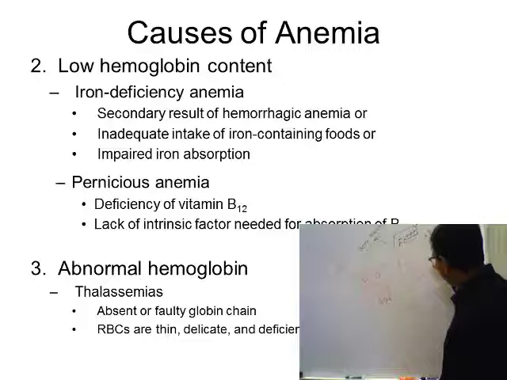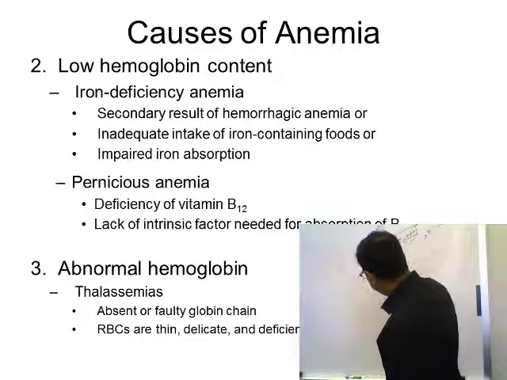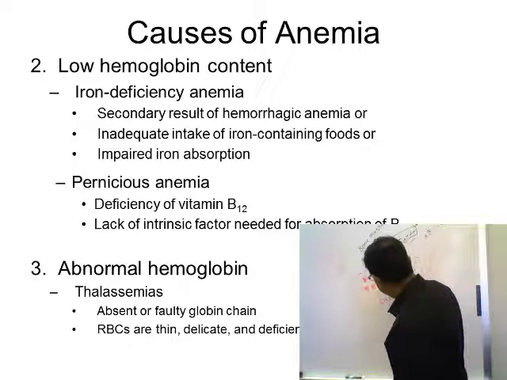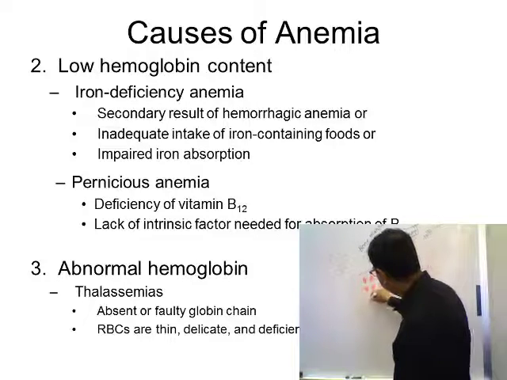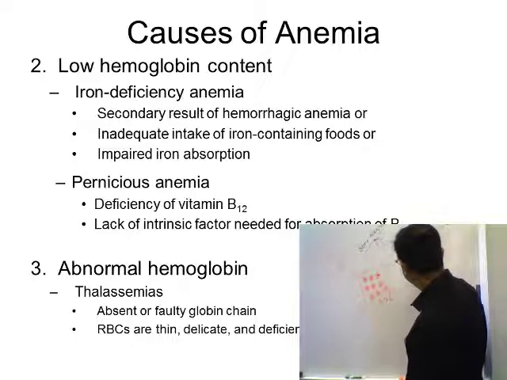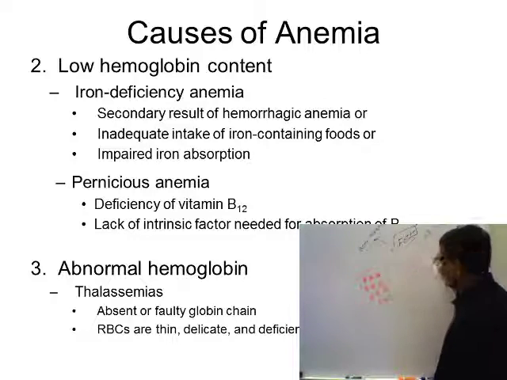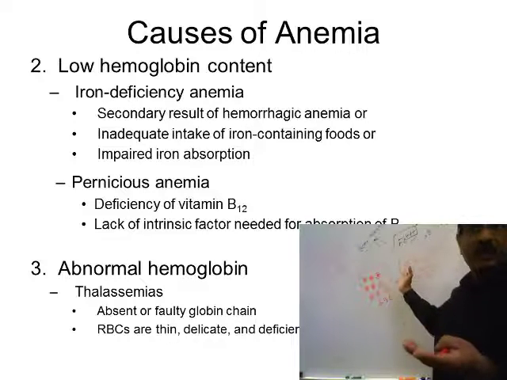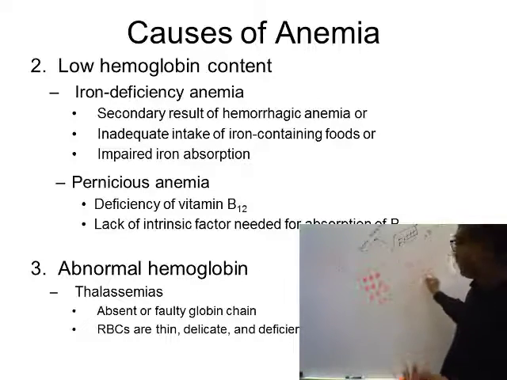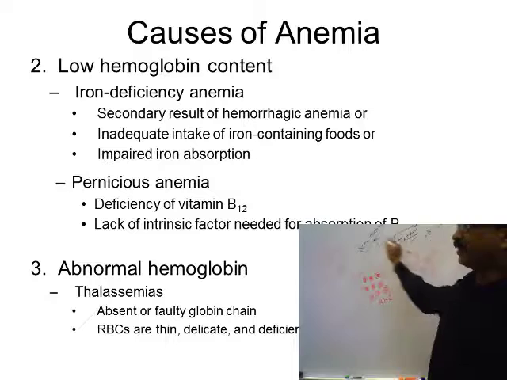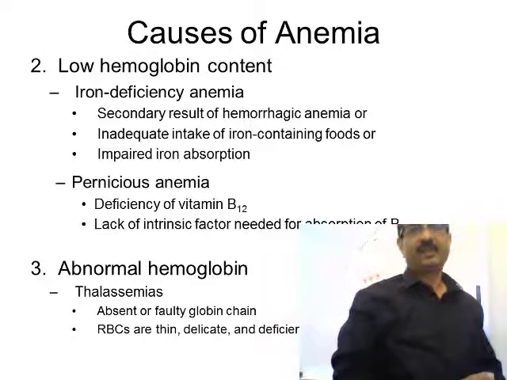Now another thing is, this person has same number of red blood cells, 9. But you see, the hemoglobin in these red blood cells is more than the hemoglobin in these blood cells. Make sense? So although the number of red blood cells, if you count them, is the same, the amount of hemoglobin is less here. So the oxygen carrying capacity will be less here. This is the condition, low hemoglobin content anemia. Okay.